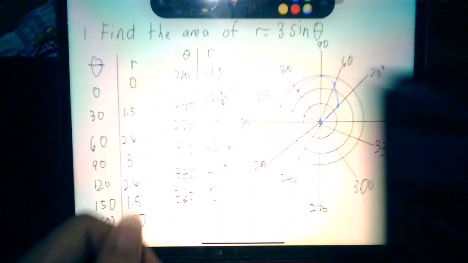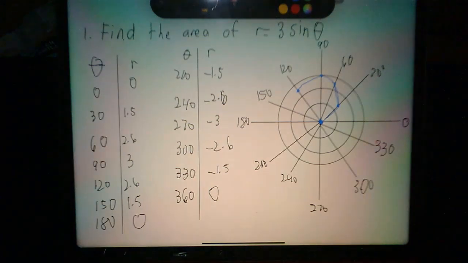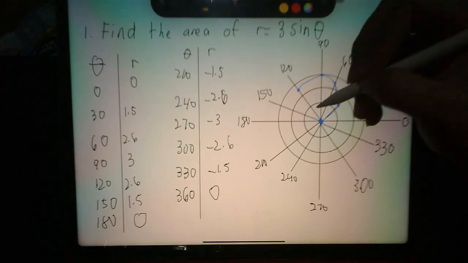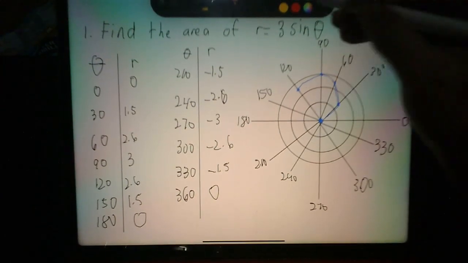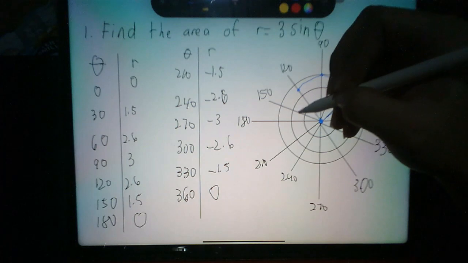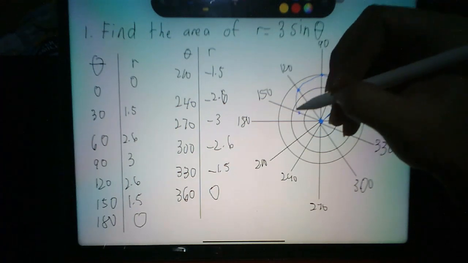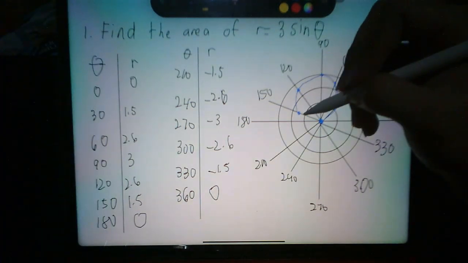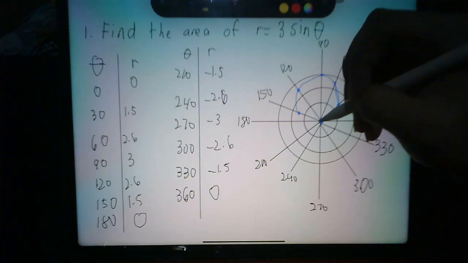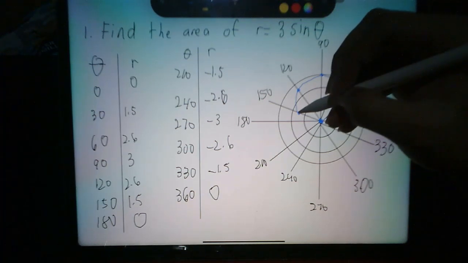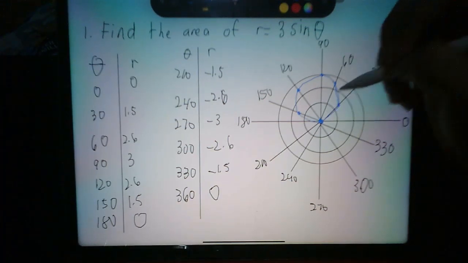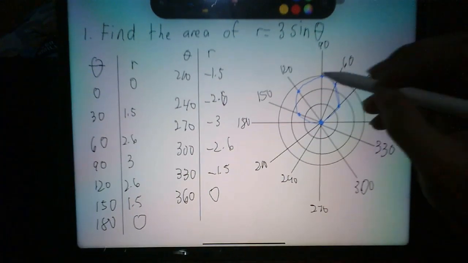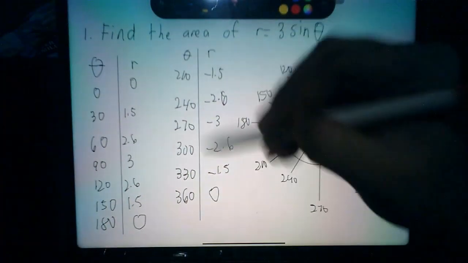Okay. Now moving on. 150 here is 1.5. So 1.5, let's put it here in the middle. Let's assume it. So 180 is 0. So let's put this here. So our area looks like a circle, but we need to finish this first.